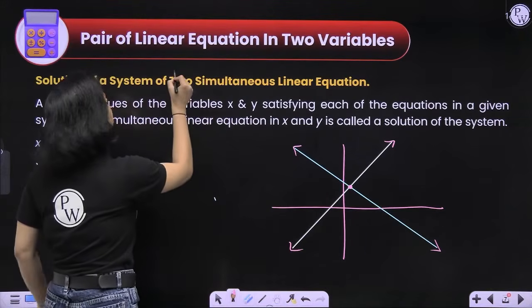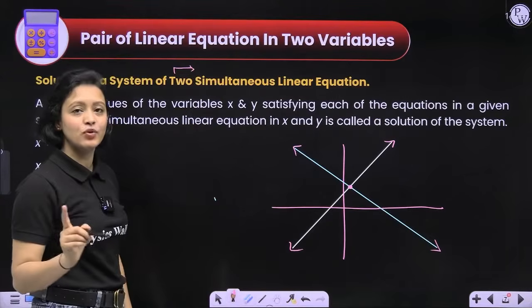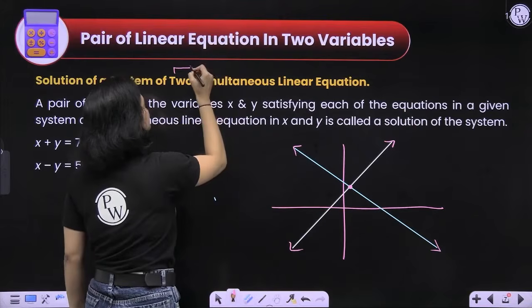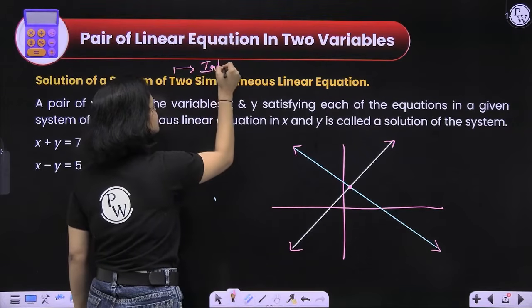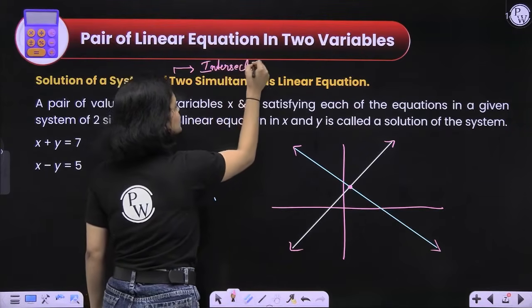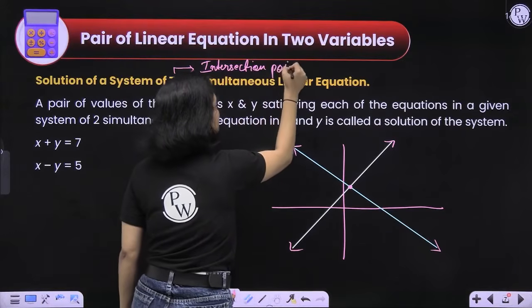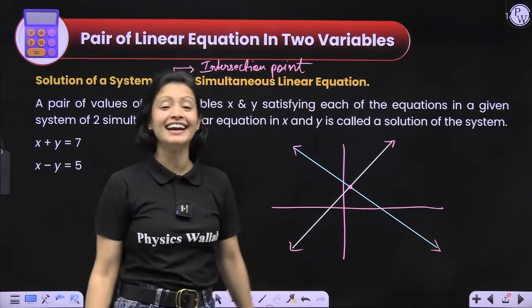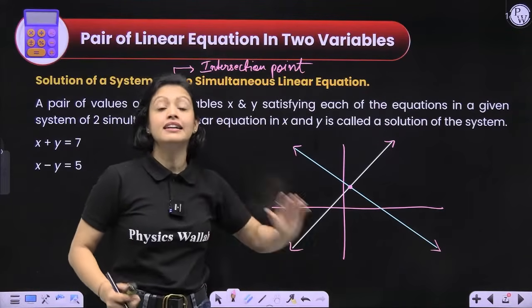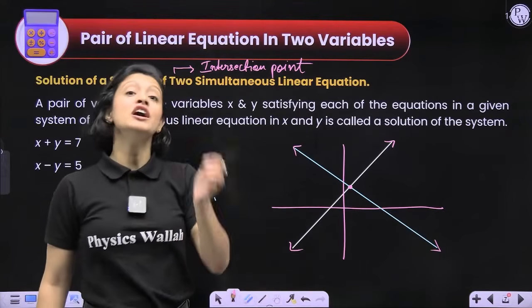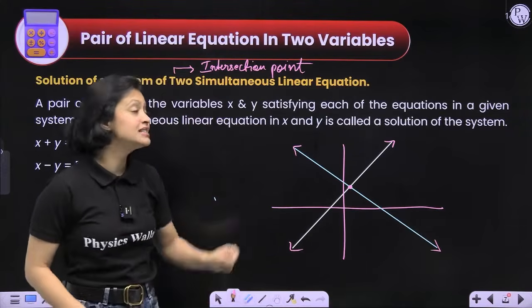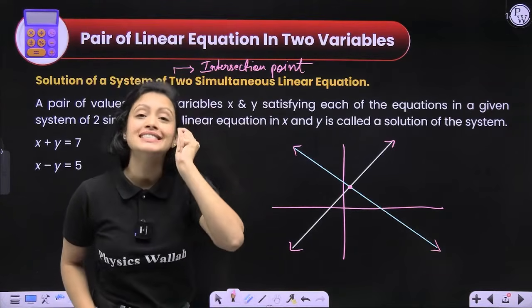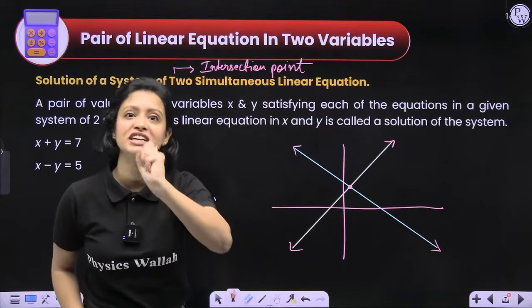So by solution of a system of two simultaneous linear equations, graphically we mean the intersection point of both the lines, right? Because that point is lying on the graph of both the linear equations, right? Now, this is graphically, guys. Now, algebraically, what does that mean? So algebraically, that means that the coordinates, x comma y, would satisfy both the equations individually.